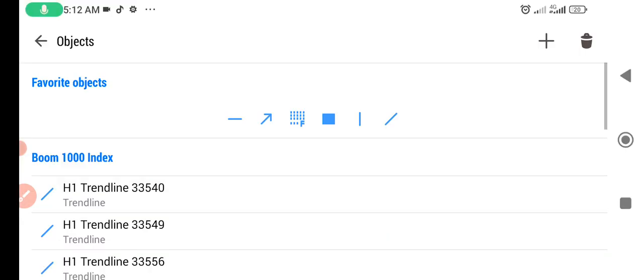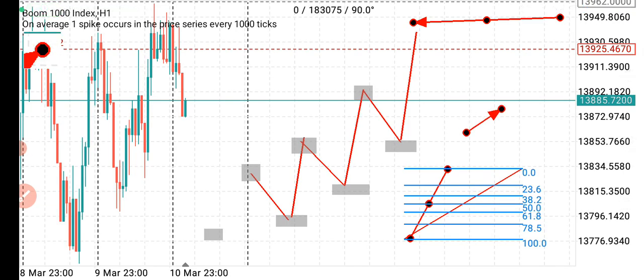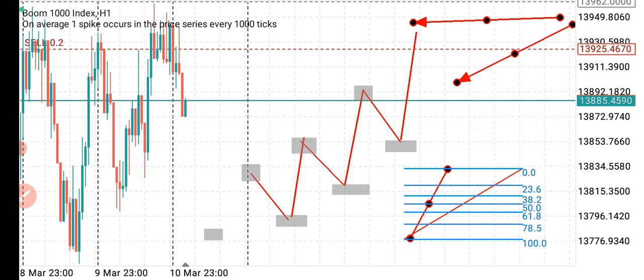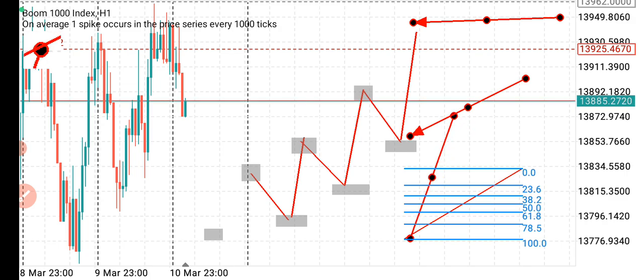Okay, and then you will see that the levels of our Fibonacci, you will see that we have 0, we have 100, 78.6, 61.8, 50, 38, 23. So those are our Fibonacci levels. Now I want you to watch out for this carefully. I'm going to increase the size a little.